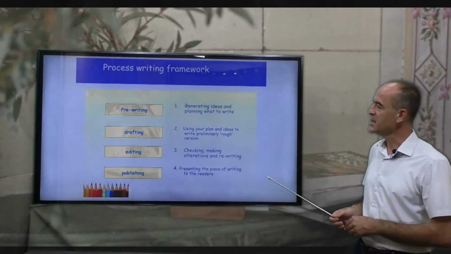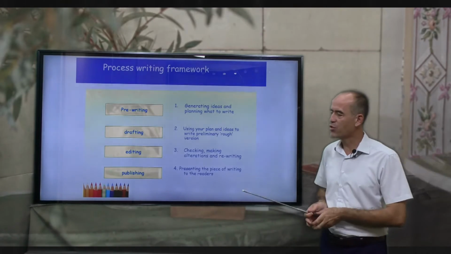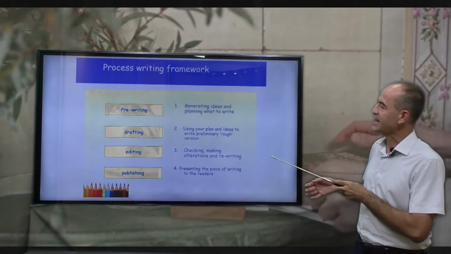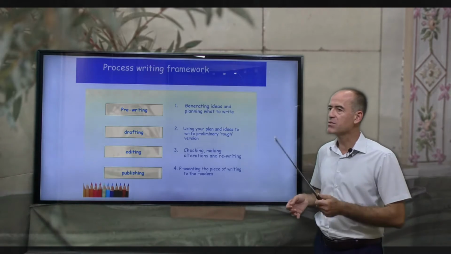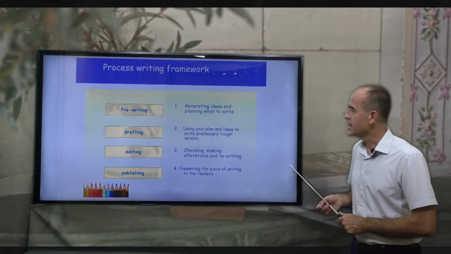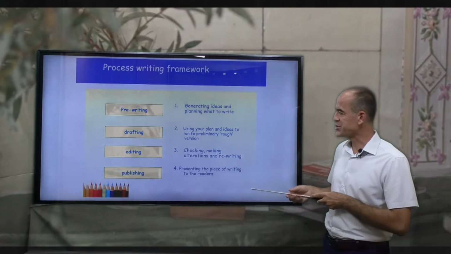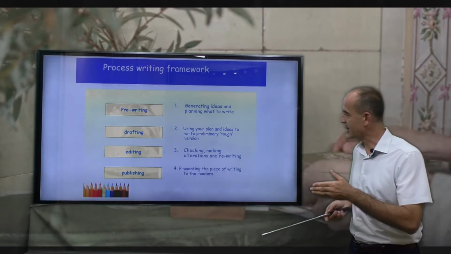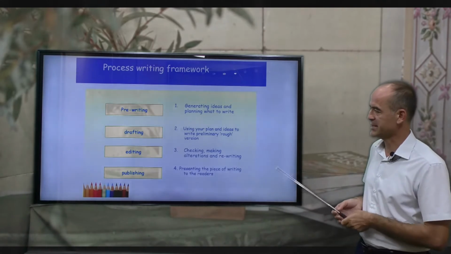After they have finished this stage, they go to the third stage, which is called editing. In this stage, they themselves or with their peers can check for language or vocabulary errors, and they can make alterations, and in the end they rewrite their writing.